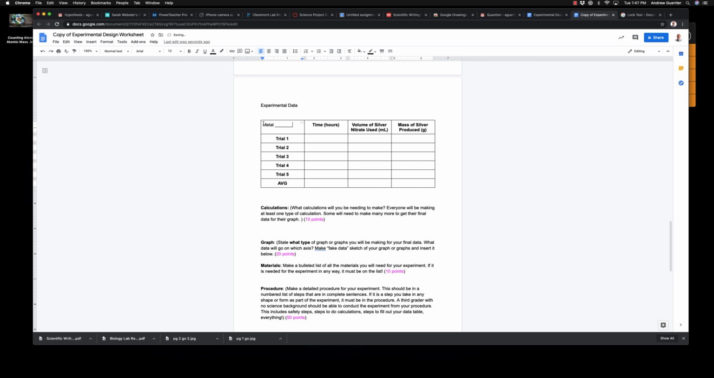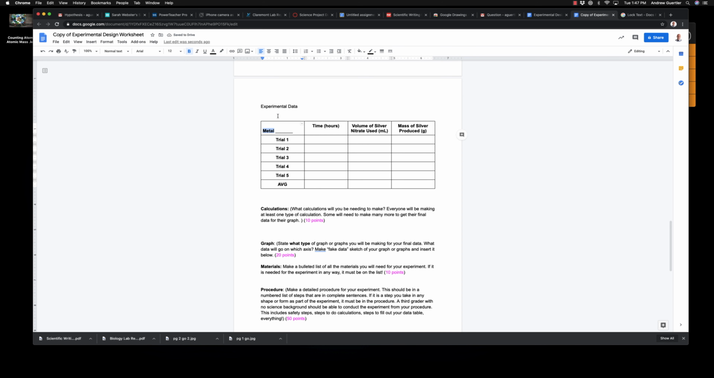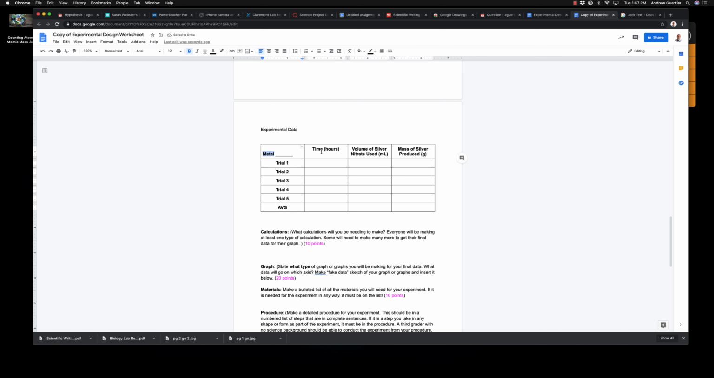That's what I'm missing. See, we'll need to do a table for each metal, right? So we'll end up with, what was it, 9 metals. So we'll have 9 of these tables, and there'll be nothing here, nothing here. But here, we'll need to have the average mass produced for the trials. So 9 tables will average the data here.